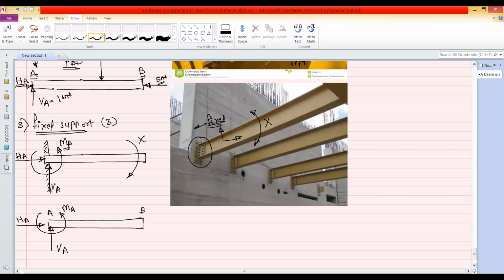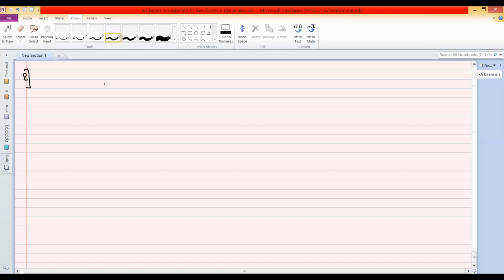Okay, and therefore at this point, one reaction will be vertical, which is VA. The second reaction will be horizontal along the direction of this beam. So this is HA, and there will be a balancing moment, which is MA. Such a type of support is called a fixed support. So I hope this point is clear. What are the types of support and corresponding reactions? Then the second part that we were discussing in the last lecture is the types of load.